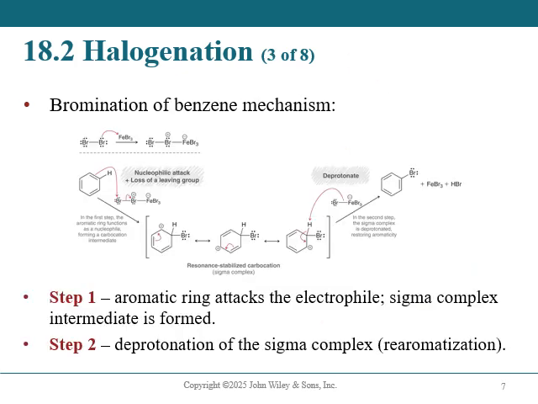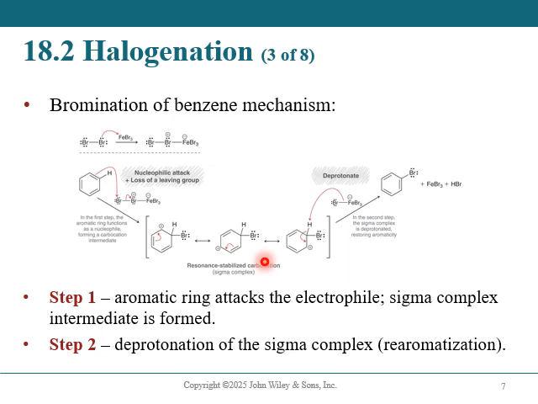The mechanism for this type of reaction follows the steps delineated here. The first one is that the aromatic ring attacks the electrophile, and the sigma complex intermediate is formed. So here you see the nucleophilic attack plus loss of a leaving group. You can see the attack here of that pi system on the bromine, and then those electrons migrating. And here you have what we call the carbocation that is formed and stabilized. We're going to call that the sigma complex. This is a term that you're going to see throughout the chapter many times.